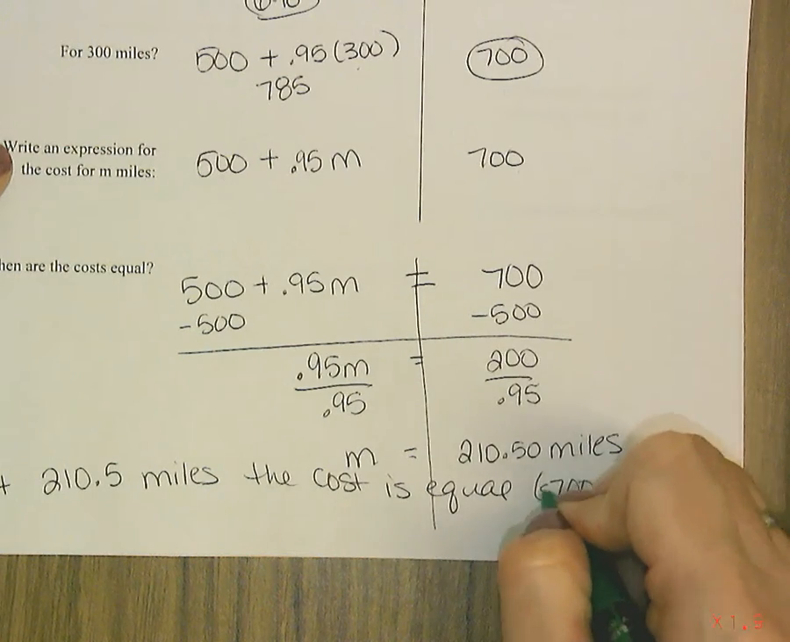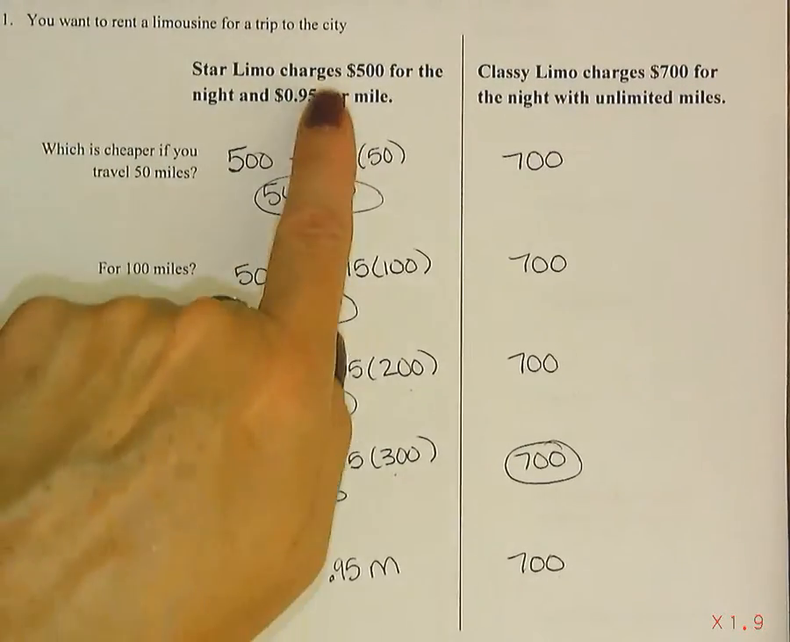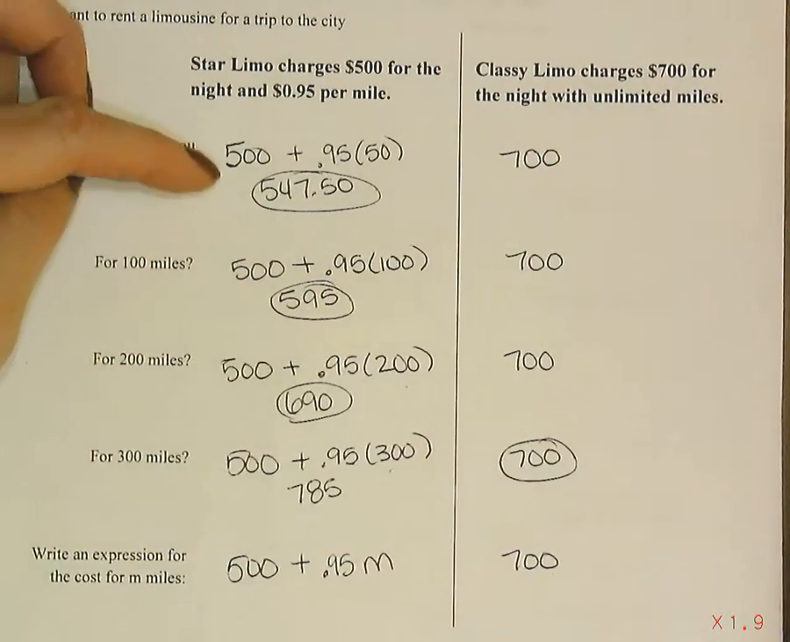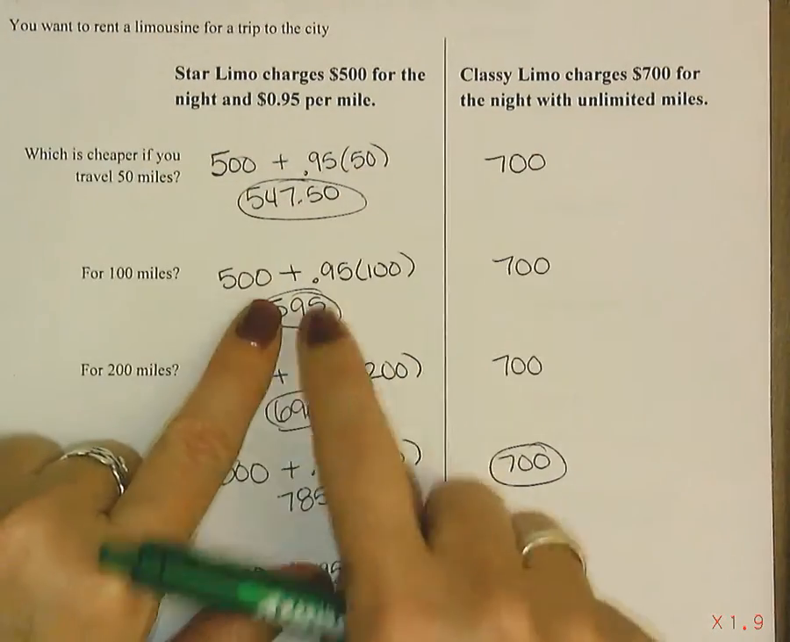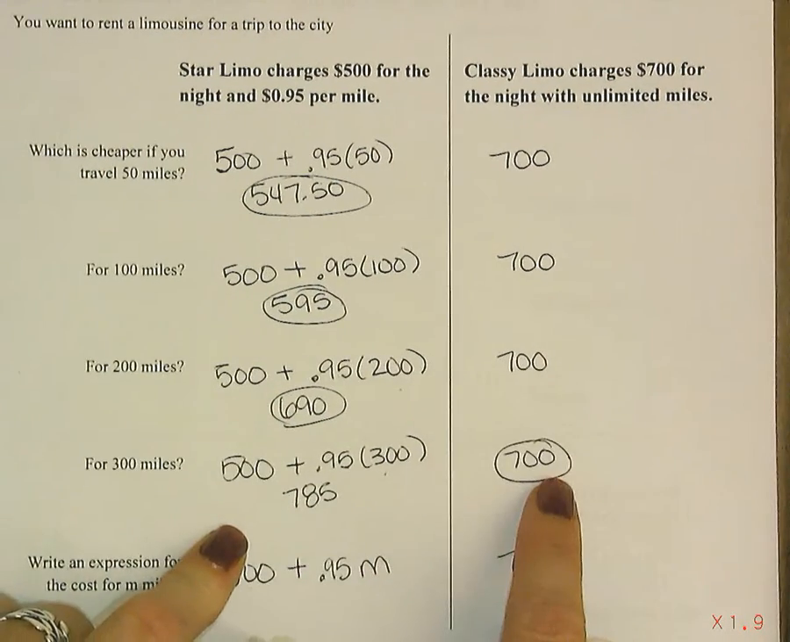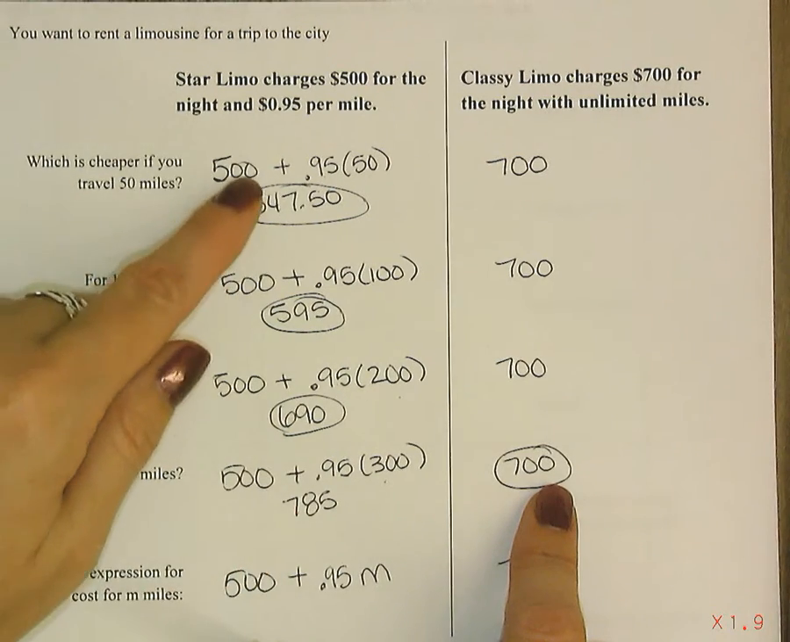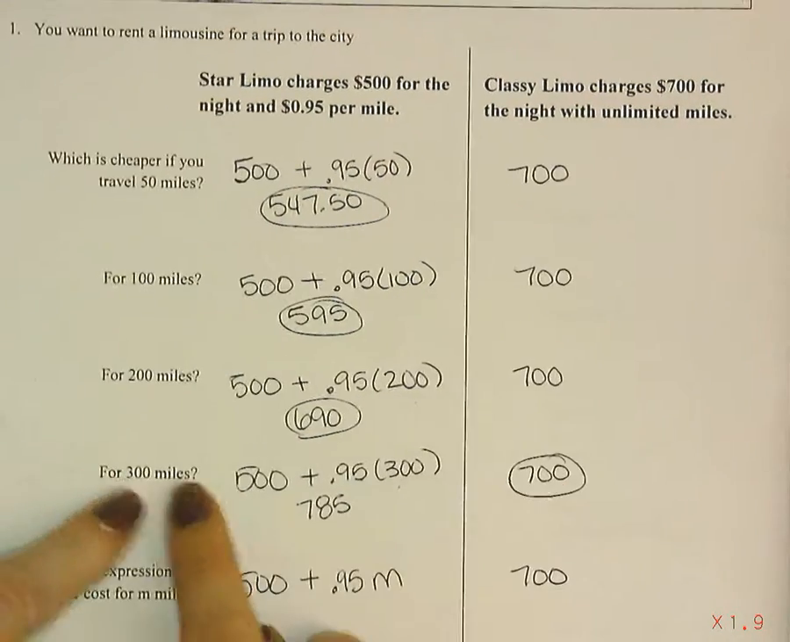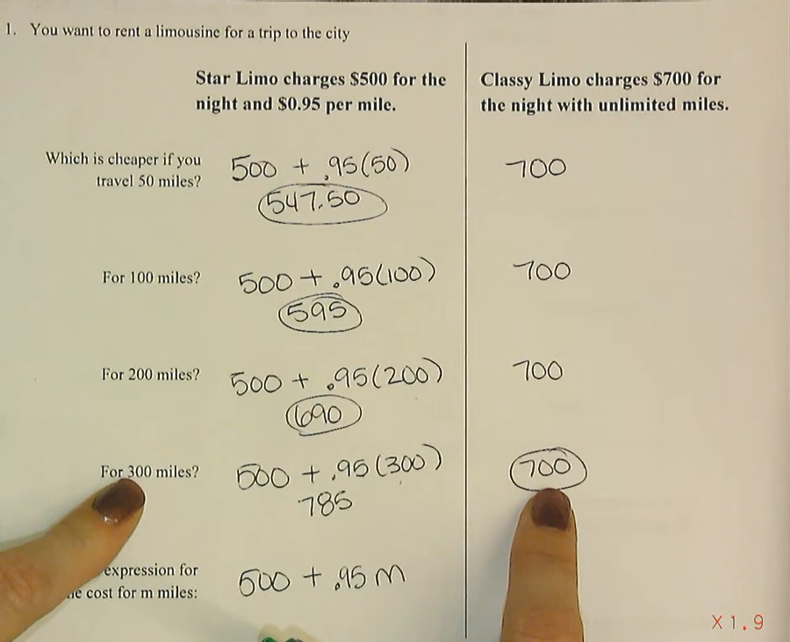Okay. So that's problem number one. Look at what we did again. We compared two different limo charges. We found who's cheaper at 50 miles, at 100 miles, at 200 miles, at 300 miles. We just kept plugging in and calculating the cost. We realized that Star Limo is always cheaper until you get to a lot of miles. And then suddenly Classy Limo is cheaper. So we said, can we find out where exactly they're equal?